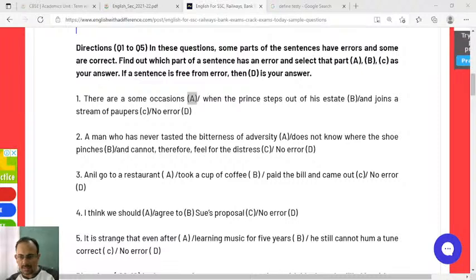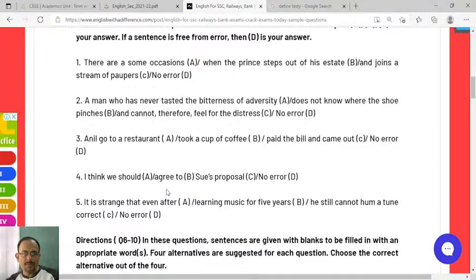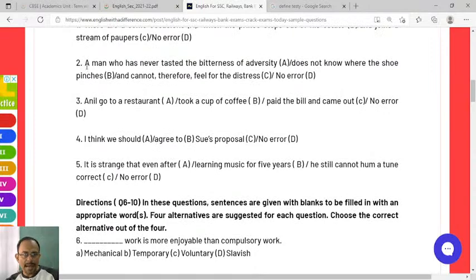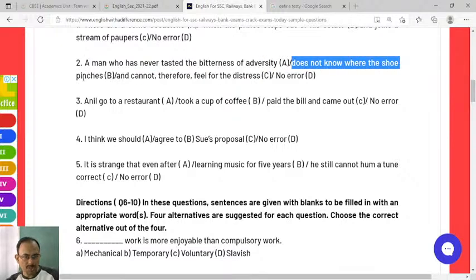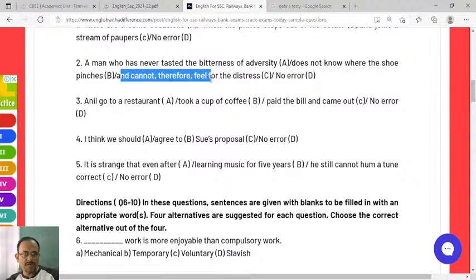You are correct. Absolutely correct. Okay, so next, number two. Let's find out who is able to answer me quickly. A man who has never tasted the bitterness of adversity does not know where the shoe pinches and cannot therefore feel for the distress. So, which part do you think is having the error? Is it A or B or C or D?